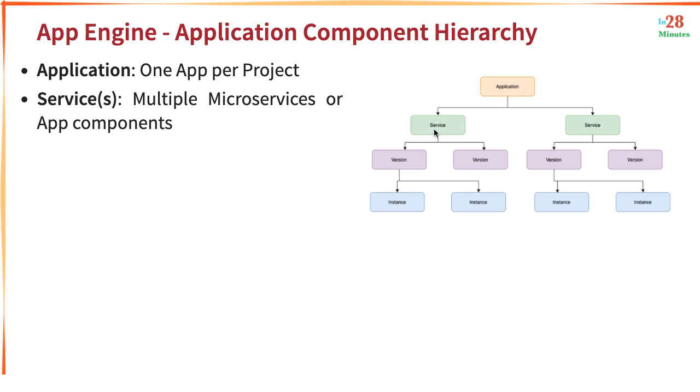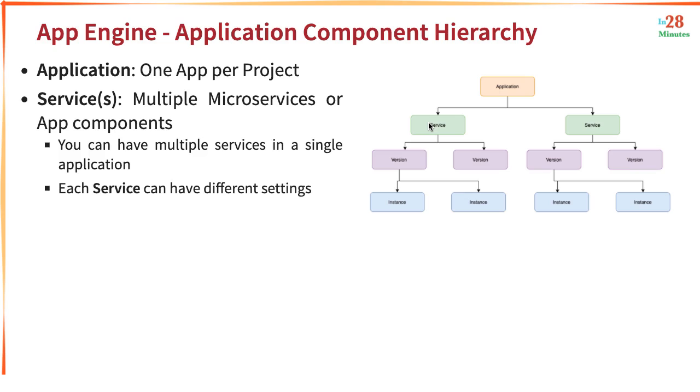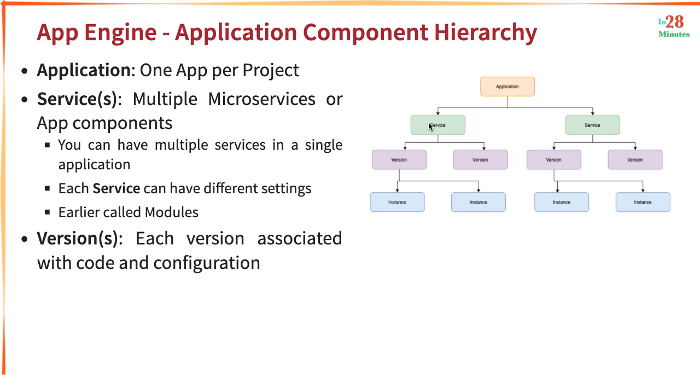If you have a full stack application, then you can also create services, one for the backend and one for the front end. So services are kind of what are the microservices or what are the different app components that you would want to run as part of your App Engine. You can have multiple services in a single application. Each service can have its own settings. Earlier, services were also called modules. Underneath the service, you can have multiple versions of each service.